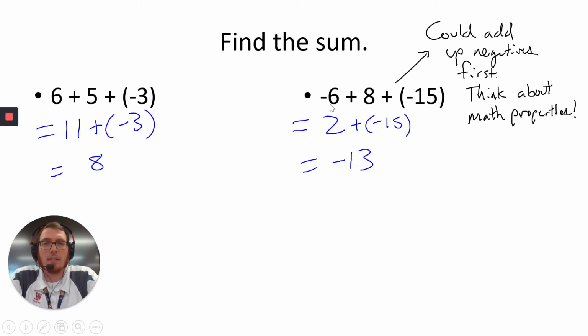So for the second one, I would take negative 6 plus 8. That's one of each. So 8 minus 6 is 2. And its higher value is positive, so it's 2. And then negative 15, that's one of each again. So 15 minus 2 is 13, but the bigger number is negative.